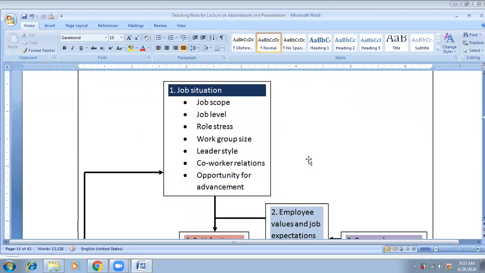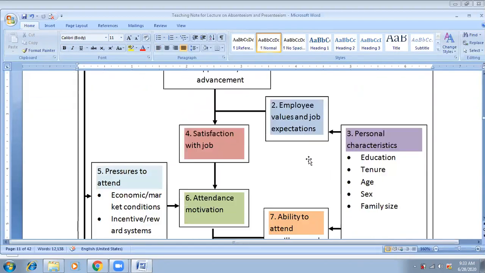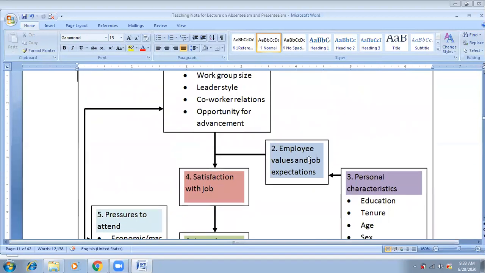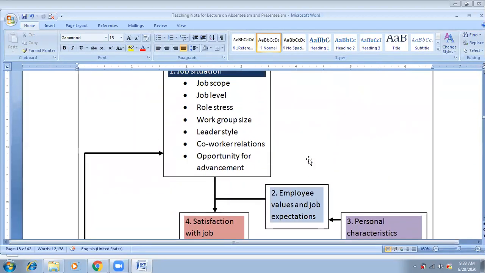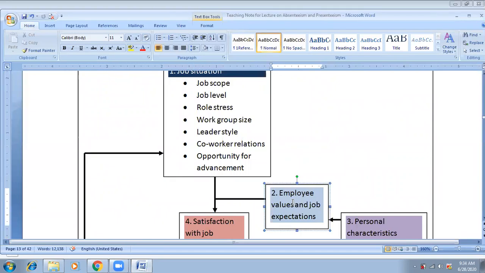You can see, okay, let us go to this one. Here we have job situation, then here we have the satisfaction with job. Then employee values and job expectations, take this as one variable. This is placed as a moderator on the relationship between this one and this one.